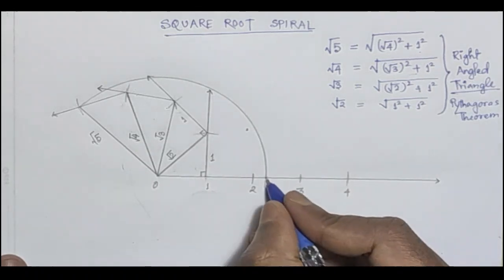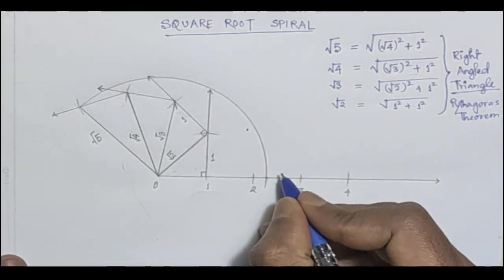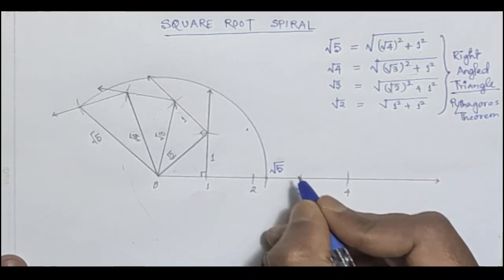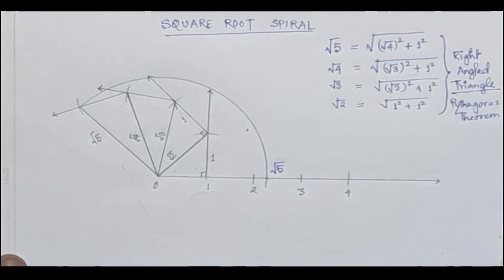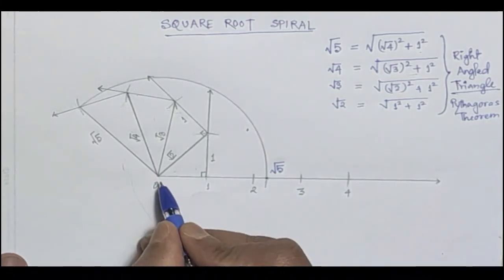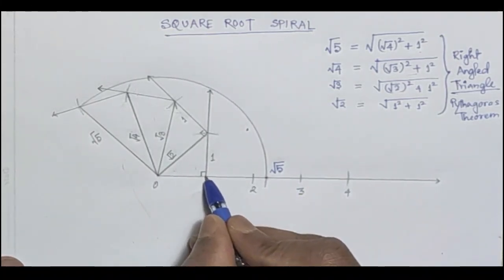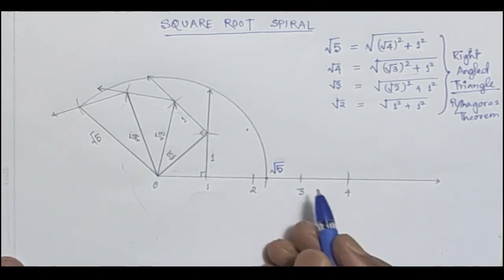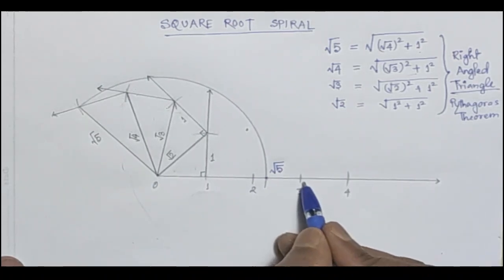So here you can just mark a square. I'm just using the pen. You don't use the pen in your exam to mark root 5. Okay, so this point here is root 5. This is point 0. This is 1 unit. This is 2 unit, and this is 3 unit. You could see that root 5 is between 2 and 3.